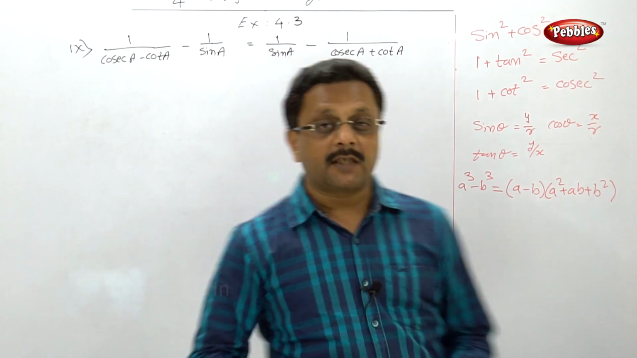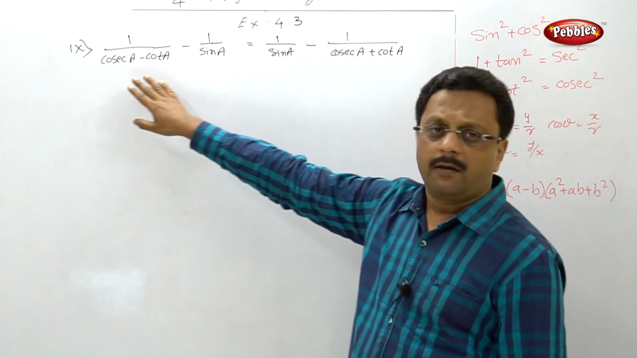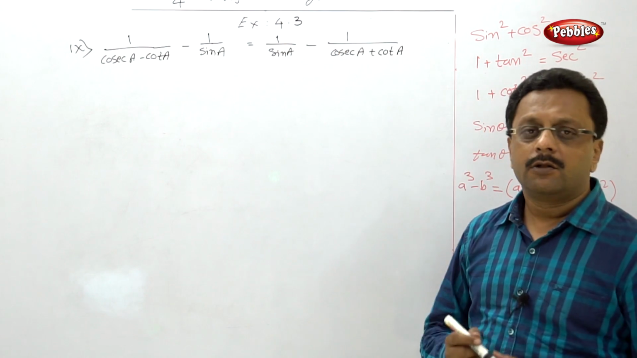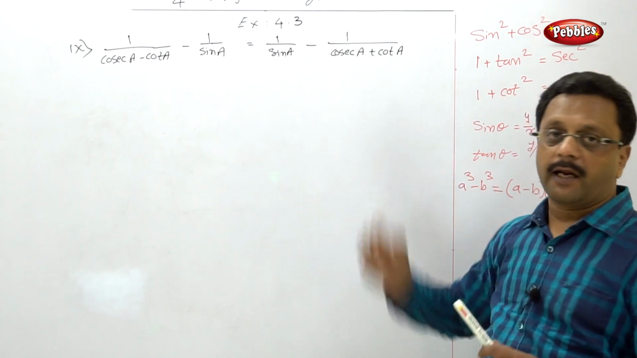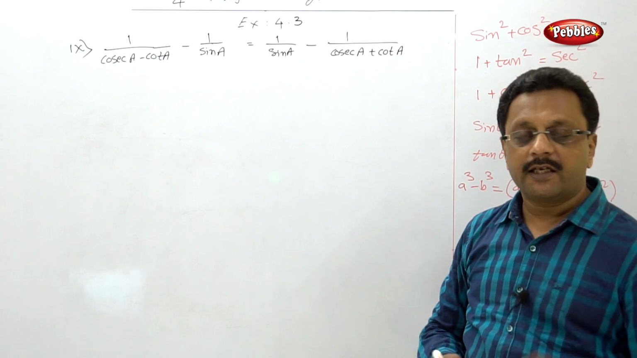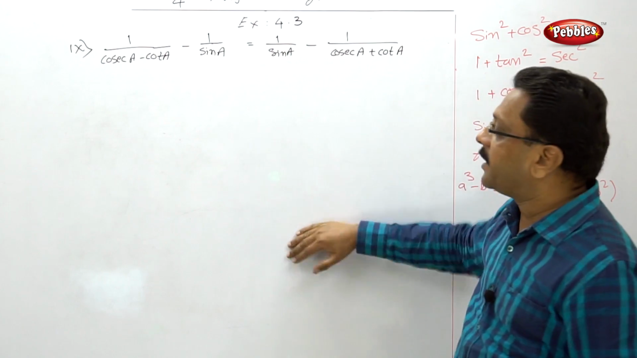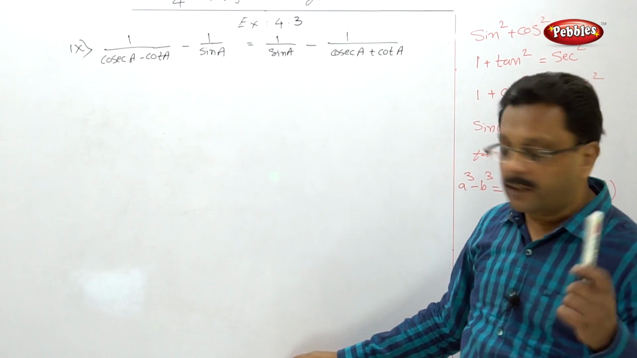Now remember, in some examples like this, where the terms are the same and only some signs are changed, you will not be able to start with the left hand side and go to the right hand side. In that case you can solve the left hand side, solve the right hand side, and then show that left hand side equals right hand side. So let us solve by this method.